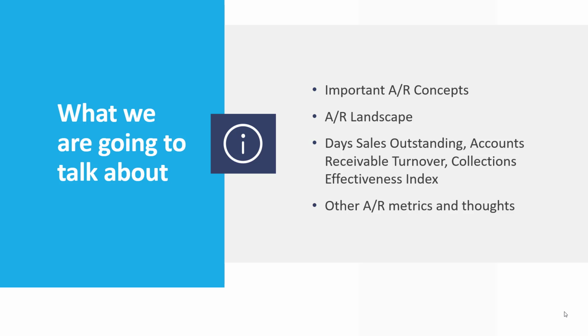Okay, so details of what we're going to go through. We're going to talk about some important AR concepts at the beginning. Then we're going to go through an accounts receivable landscape and what that looks like. We'll get into then three very useful metrics: days sales outstanding, accounts receivable turnover, and collections effectiveness index. Then at the end, I'll close with just a few other AR metrics and thoughts for things beyond these kind of standard, really solid metrics, but other things you want to look at and keep in mind.